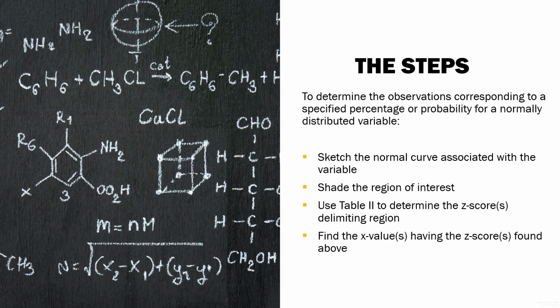So this is procedure 6.2 to determine the observations corresponding to a specified percentage or probability for a normally distributed variable. First, sketch the normal curve associated with your variable, shade the region of interest, use table 2 to determine the z-scores that are delimiting the region, and then find the x values having the z-scores that you had found in the step from above.